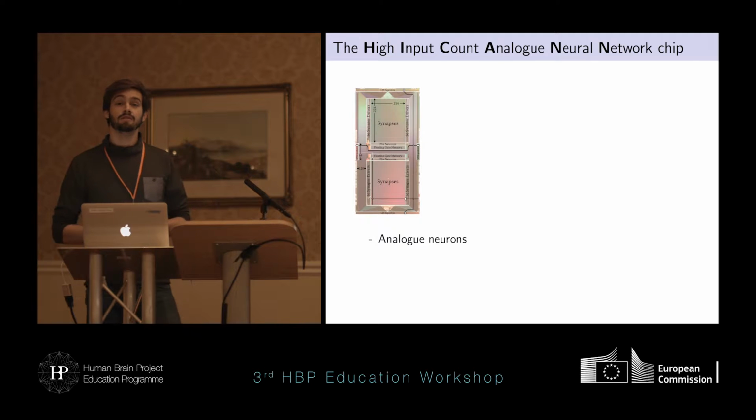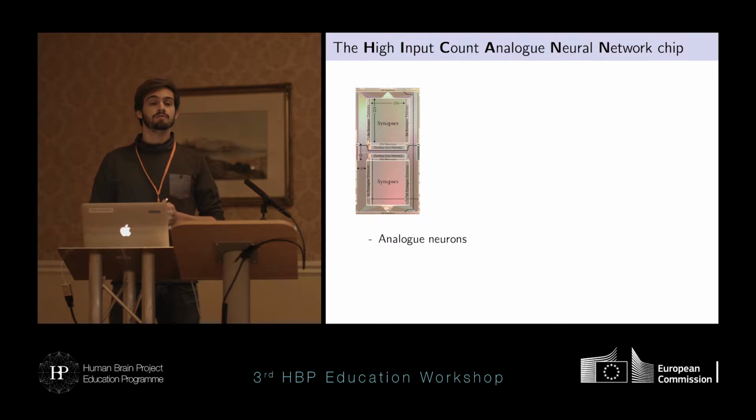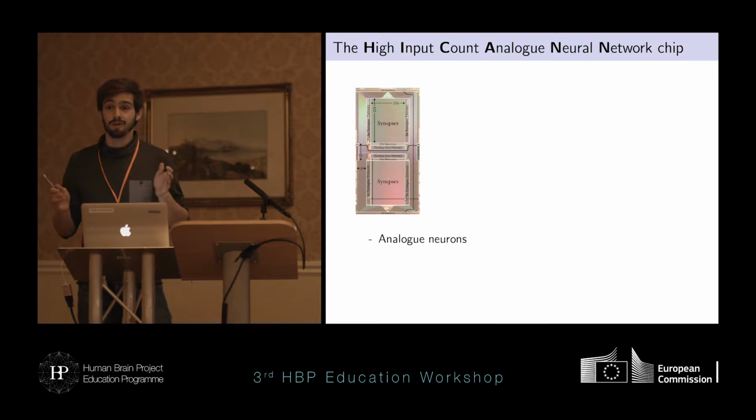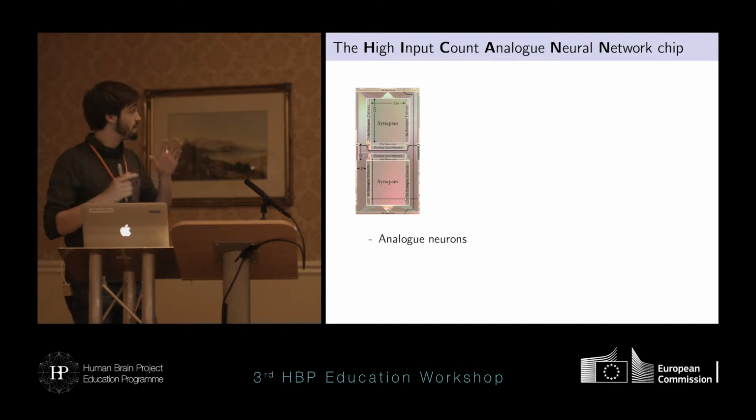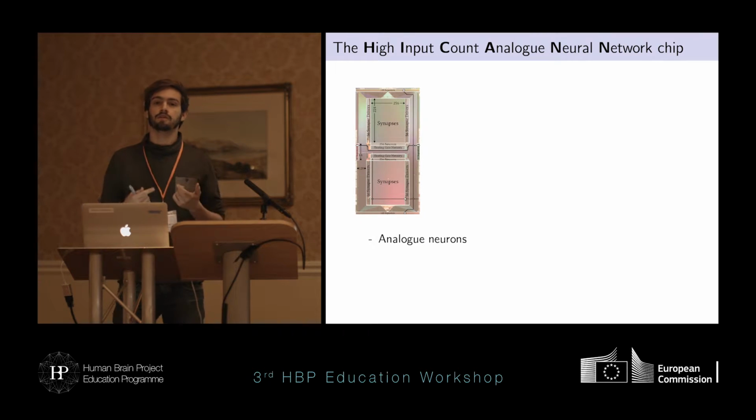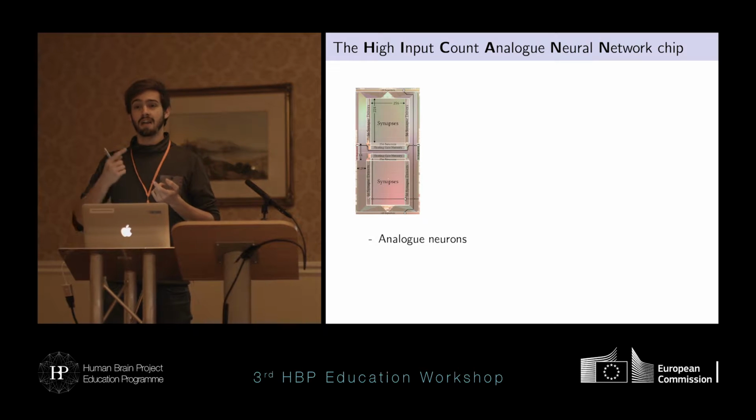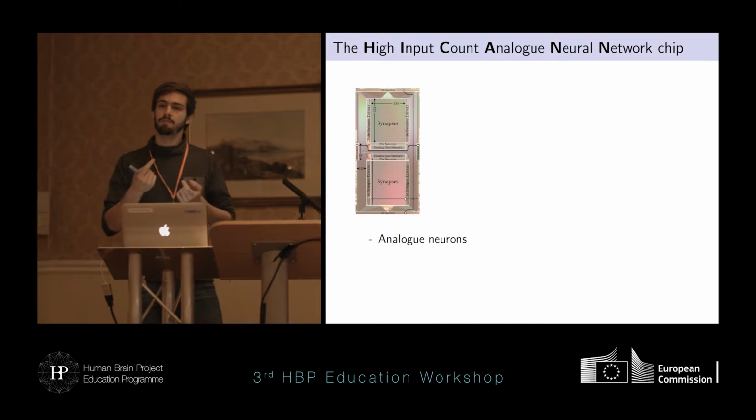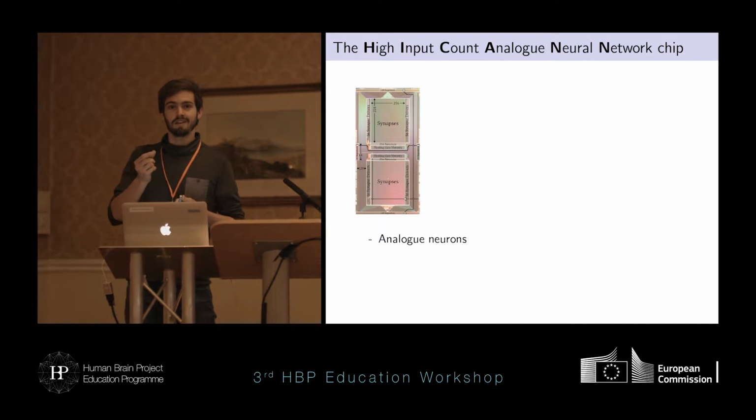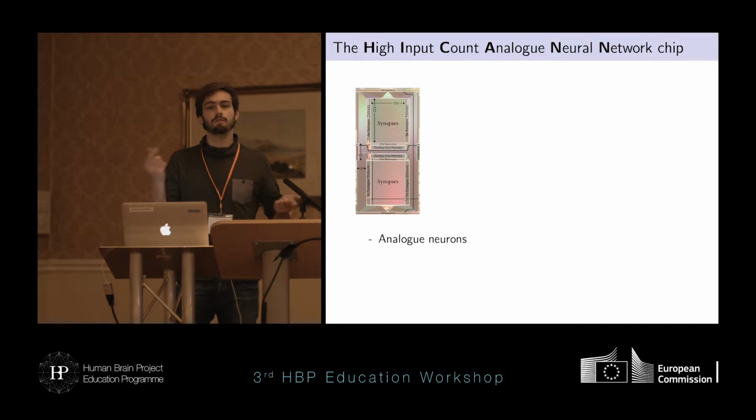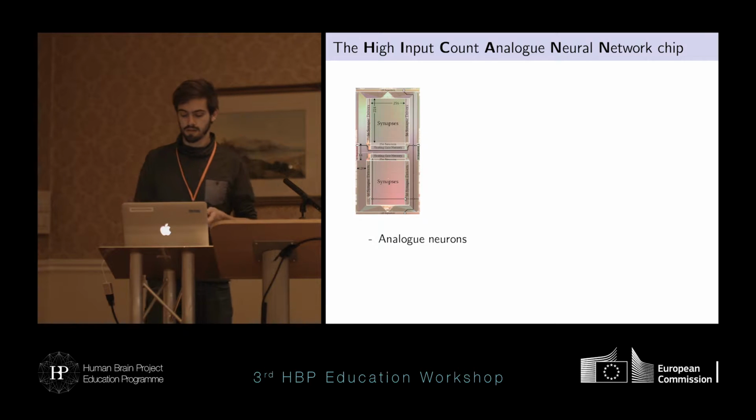So what does that mean, that the neurons are analog? That means you do not solve a differential equation numerically on your conventional computer, but instead you have a physical representation of that differential equation in silicon. That means you have an analog electrical circuit that behaves like a differential equation. For example, you have a capacitor that is the physical representation of your membrane potential, just as an example.